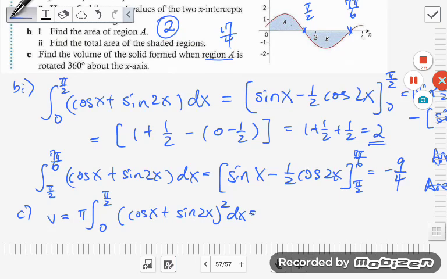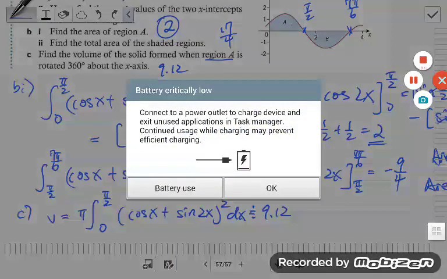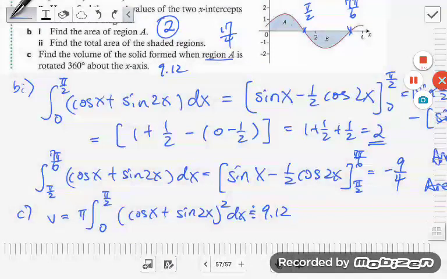From here you can use your calculator, put that in your TI-84, and you should get a value close to 9.12. So that is the volume of this region if we rotate it around the x-axis and make a 3D shape.